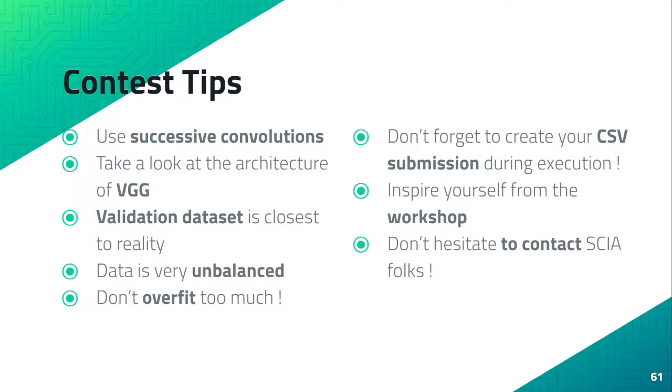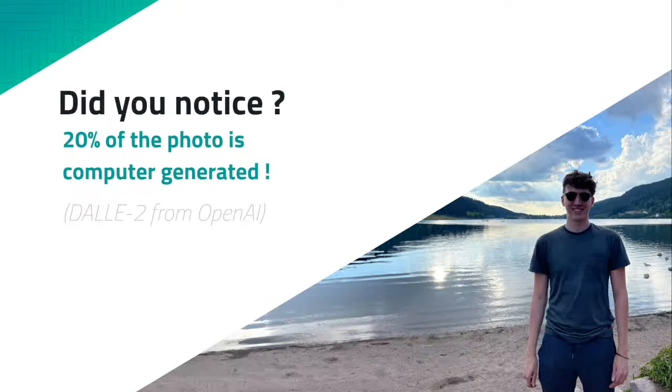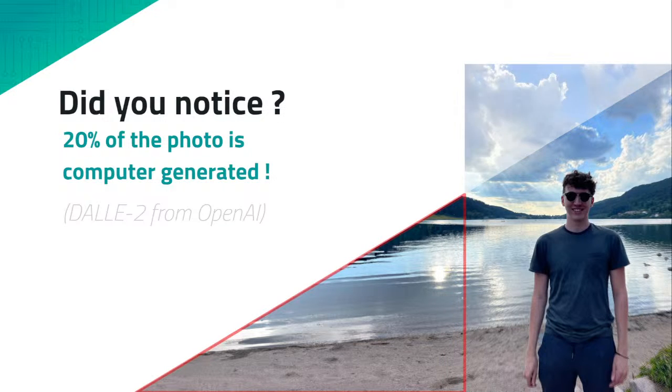Of course, maybe don't team up with someone from SCIA. You can, of course, but some prizes can be split in half. So if you both win at the same time, we can split the prize in half. You need to choose. Okay. I don't know if you noticed, but in the first image, this image is actually 20% computer generated. This is the real image, and the left image is DALL-E, second DALL-E.